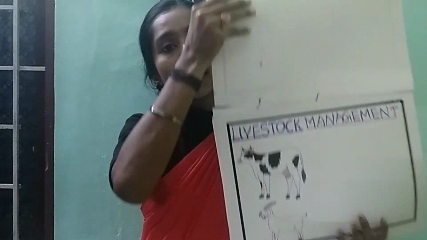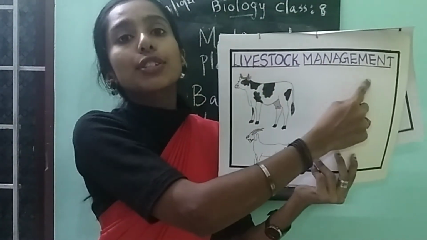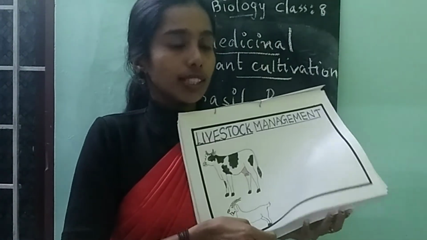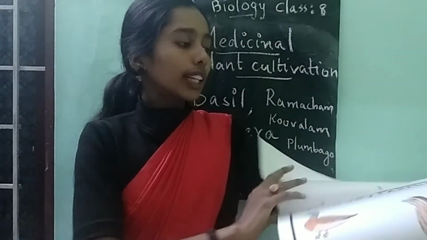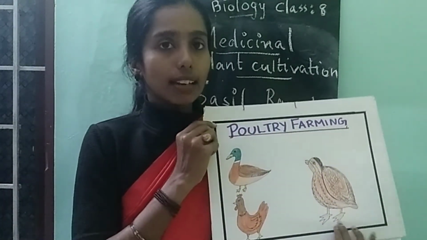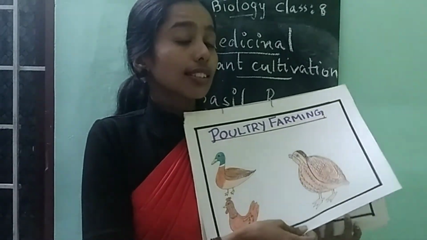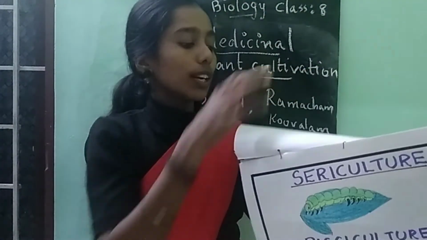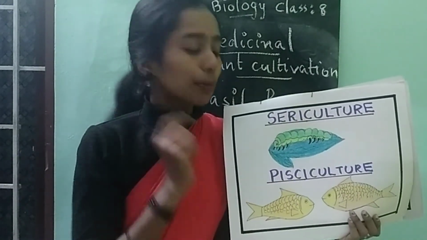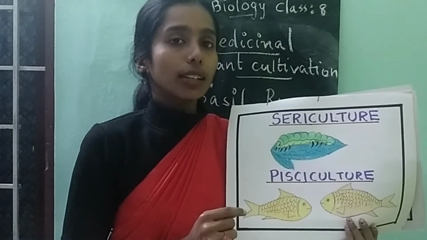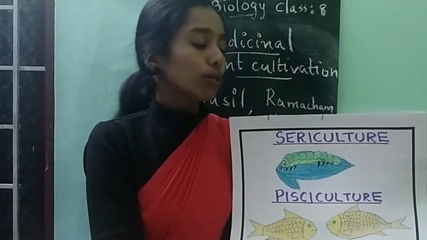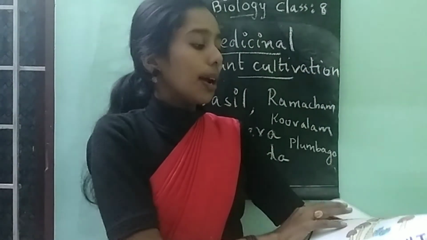Under this head, the first one is livestock management. It means the rearing of cattle for milk and meat. The next one is poultry farming, the rearing of birds for eggs and meat. You have to memorize it, and we discussed many varieties also. The next is sericulture, the rearing of silkworms for silk production. Next is pisciculture, a scientific way of rearing fish for ornamental purposes or for food.